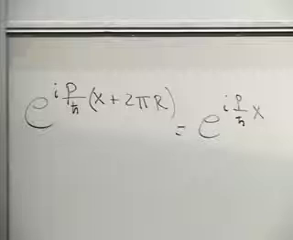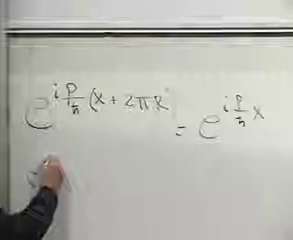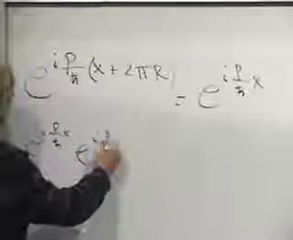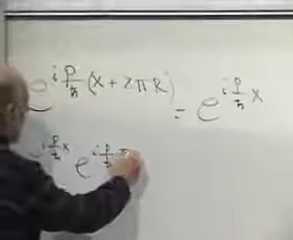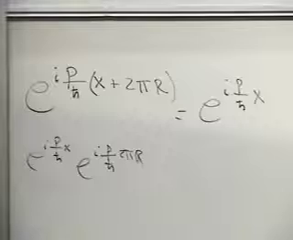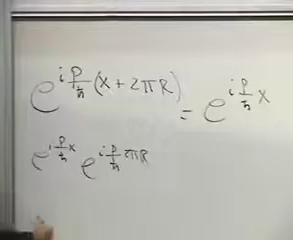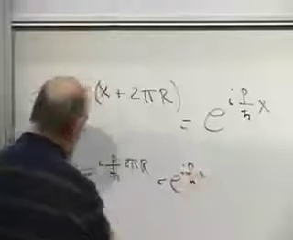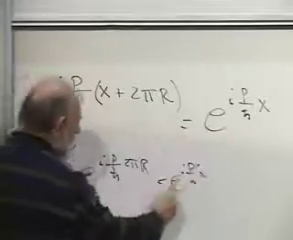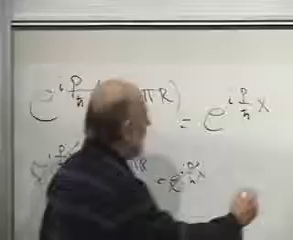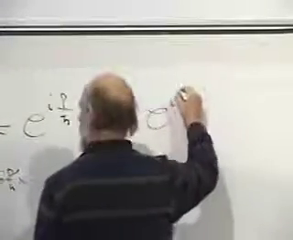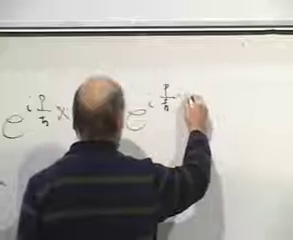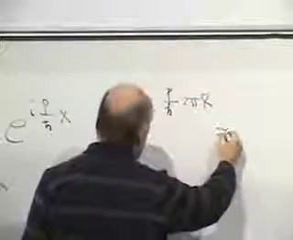All right, well, this is equal to, of course, e to the i p over h bar x times e to the i p over h bar times 2 pi r, just the property of exponentials, and that has to be equal to e to the i p over h bar x. We can cancel this out, and our rule is that e to the i p over h bar times 2 pi r must be equal to 1.